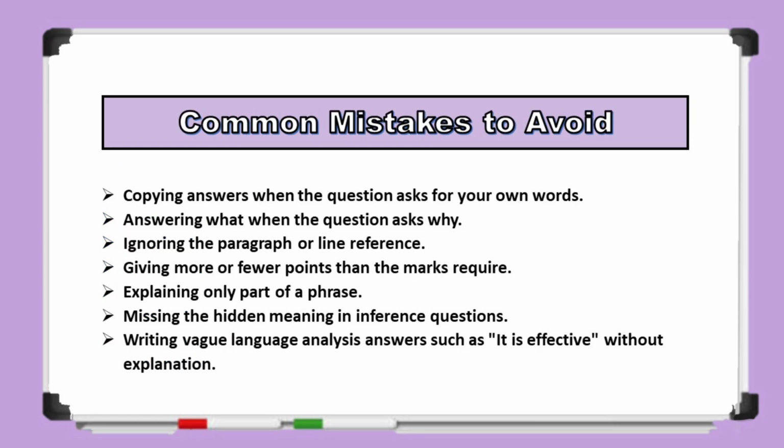There are also several common mistakes that you should avoid throughout section A. One of the biggest mistakes is copying large sections of the passage when the question specifically asks you to answer in your own words. Another common error is answering what happened when the question is actually asking why it happened. Always read the question carefully and pay attention to the line numbers provided, because they tell you exactly where to look for the answer. You should also match the number of points you write to the number of marks available.